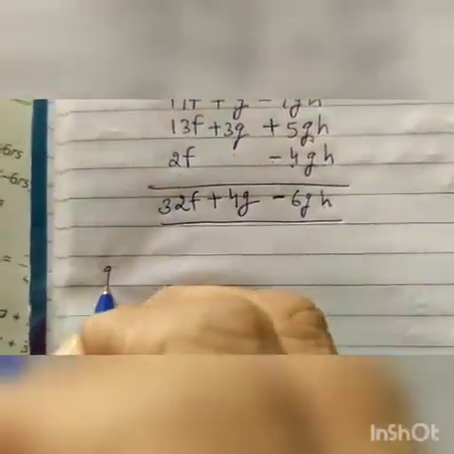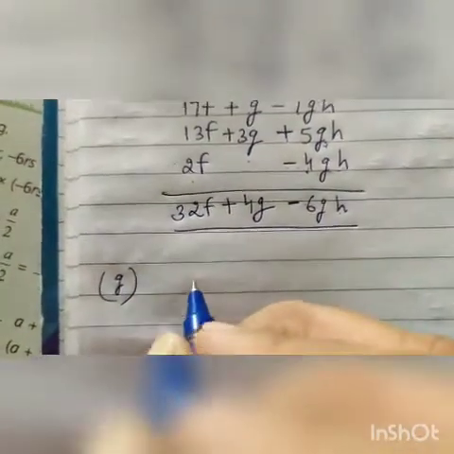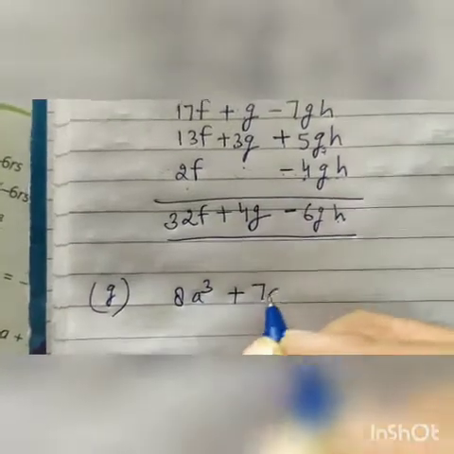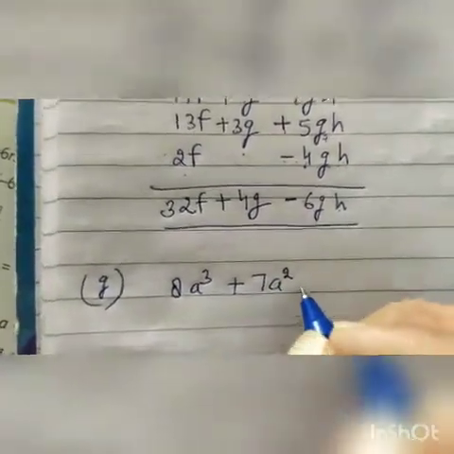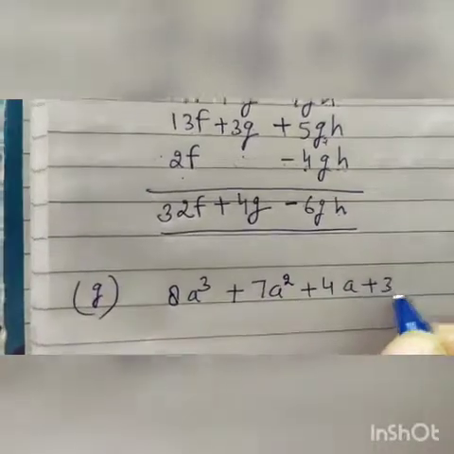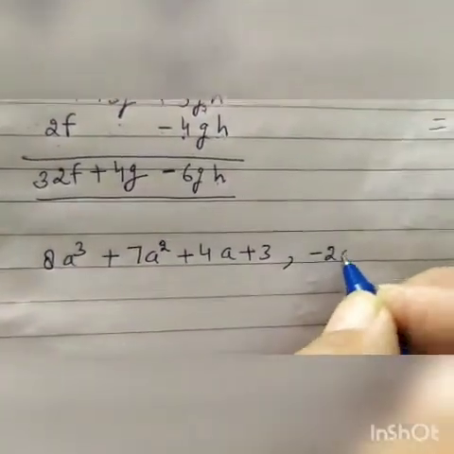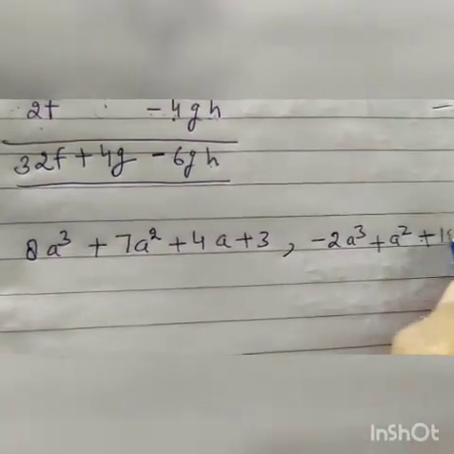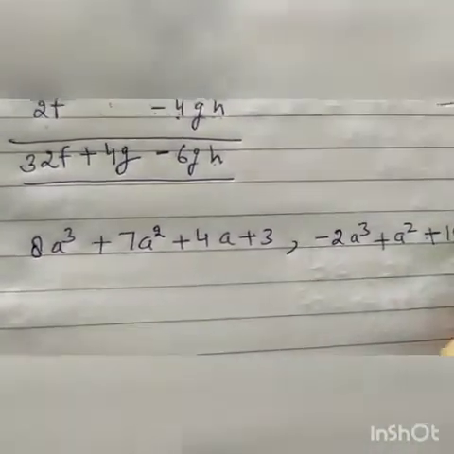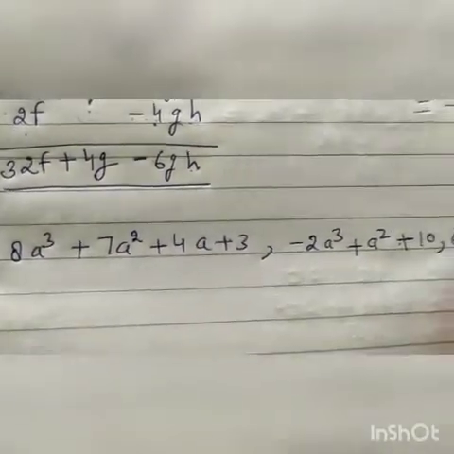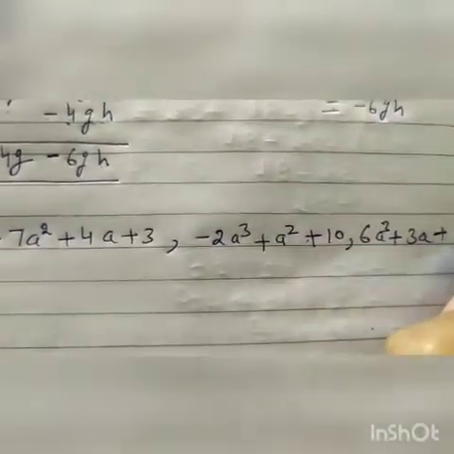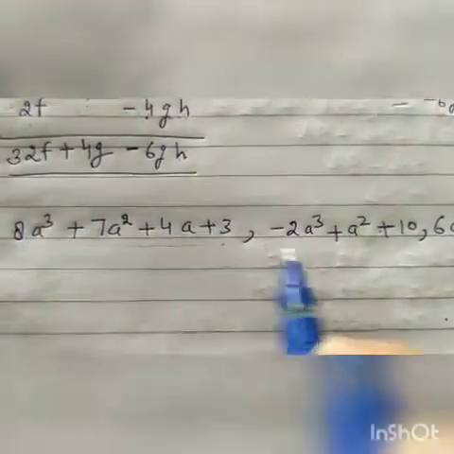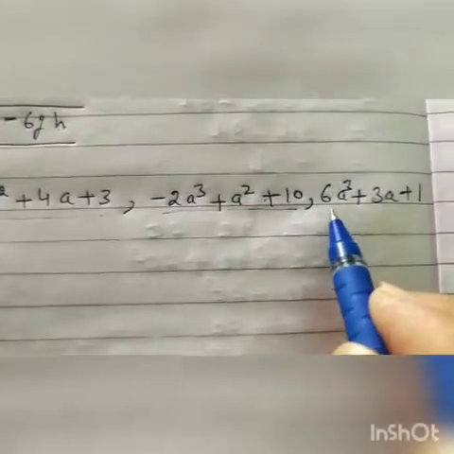Now come to its G part. G question is 8a cube plus 7a square plus 4a plus 3, comma, minus 2a cube plus a square plus 10, comma, 6a cube plus 3a plus 1. Again there are three algebraic expressions. First one is this one, second is this one, and third is this one.